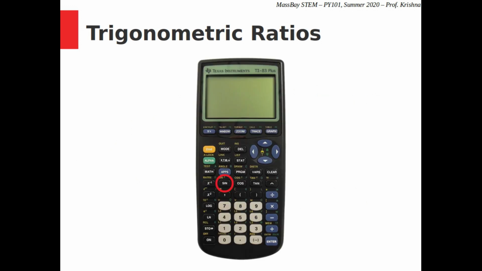In this class, we will mostly use our calculators to solve for the different trigonometric ratios. To do this, you first have to make sure your calculator is in degree mode. To find the sine of 37 degrees on the TI-83 Plus, you would type sine 37 and press enter. It might be different on your calculator, but either way, you should get 0.6.